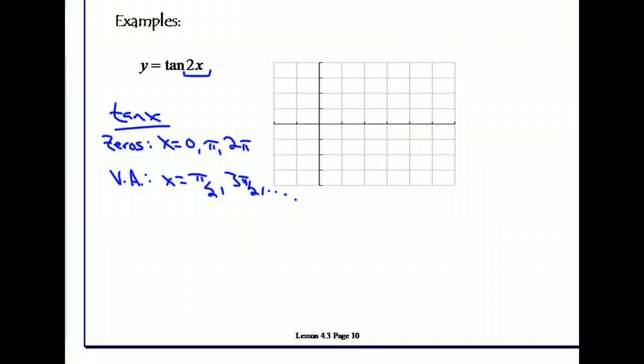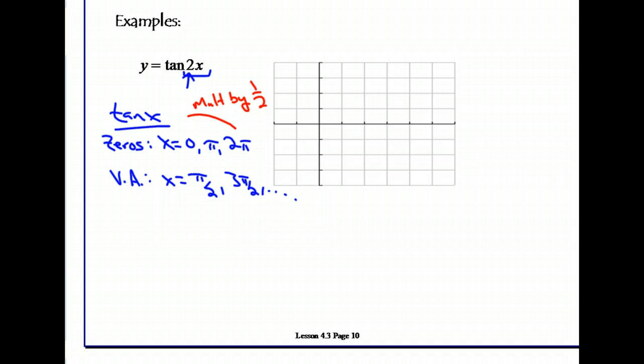You know those off the top of your head. No big deal. Now, what does the 2 do to a tangent? It does the same thing to a tangent as it would to a sine, or a cosine, or a secant, or a cosecant. It makes the graph occur twice as frequently. So it reduces the period, and it cuts it in half. So guess what you do to all of these x-coordinates? The same thing you did to a sine, or a cosine, or a secant, or a cosecant. You multiply all these x-coordinates by the reciprocal. So multiply all these by 1/2.